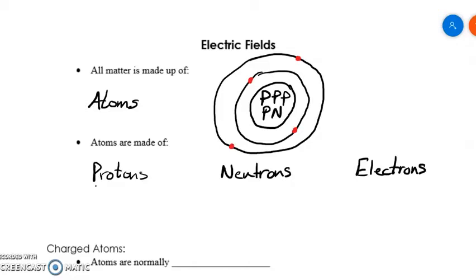So protons have a positive charge. Neutrons have no charge, hence their name. They're neutral, no charge. And electrons have a negative charge. Okay, so when an object becomes charged, something is happening to its protons and electrons. Because atoms are normally neutral.